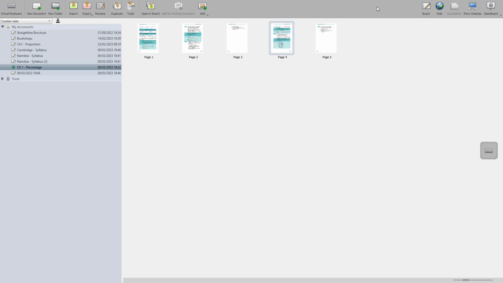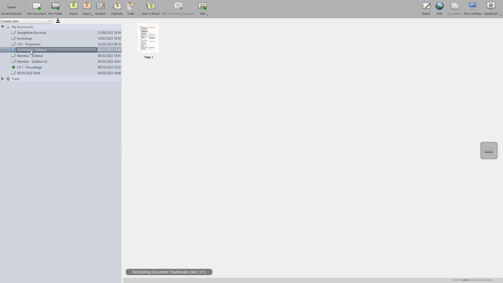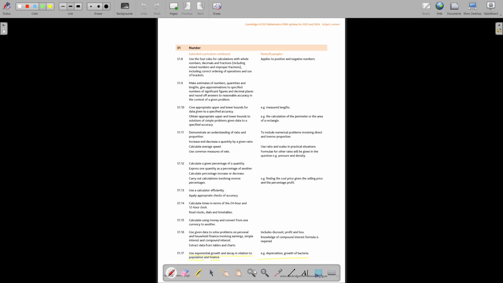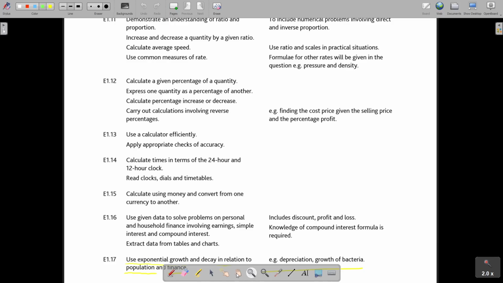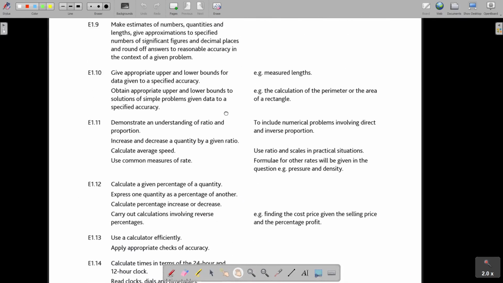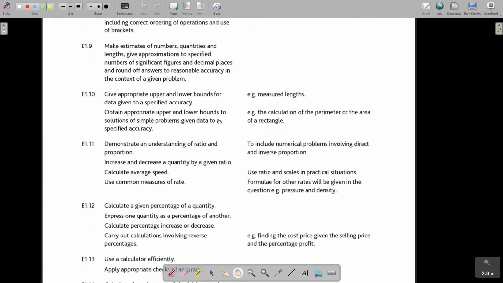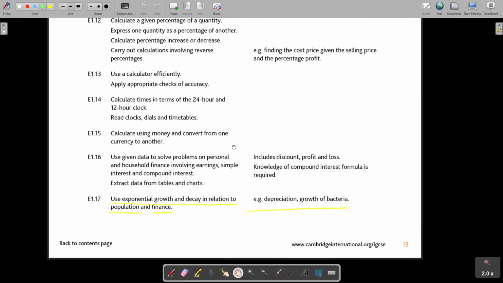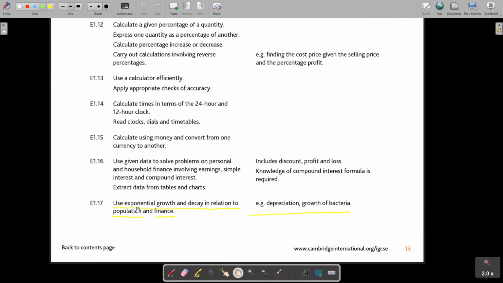Let's first go to the Cambridge syllabus. Here's the Cambridge syllabus. If you look at that last sentence, I marked it in yellow. They say it's there. This is in the syllabus on page 13: use exponential growth and decay in relation to population and finance. This is where I think you find it in the syllabus, but this is the international Cambridge syllabus.